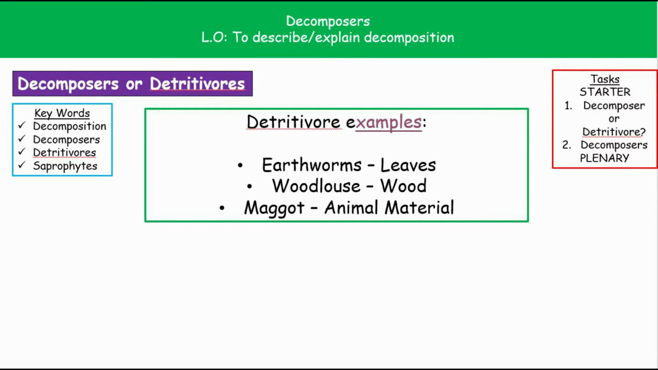You do need to know the examples of detritivores as well. And so here are 3 really common ones that you would find in any habitat in the UK particularly. So first of all, if you go out in your garden and dig a hole somewhere, you're bound to find earthworms. Now, earthworms are detritivores.